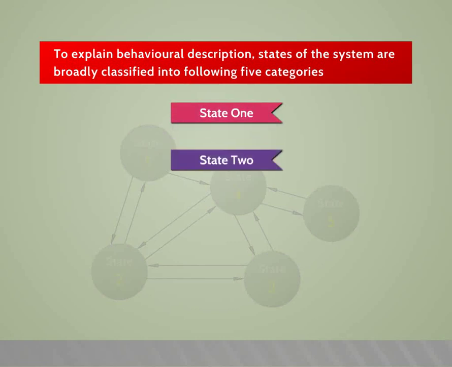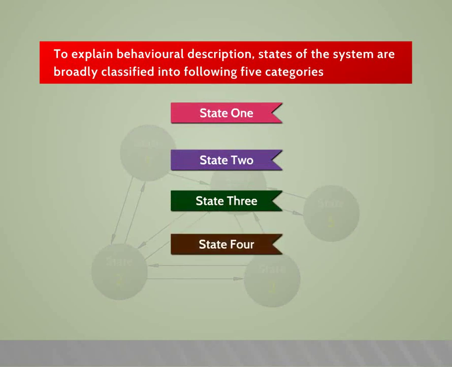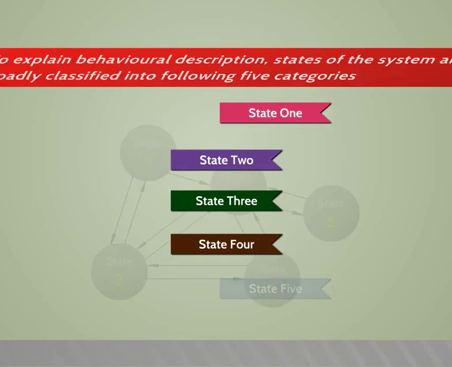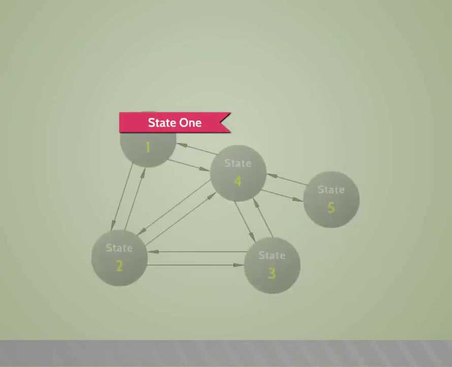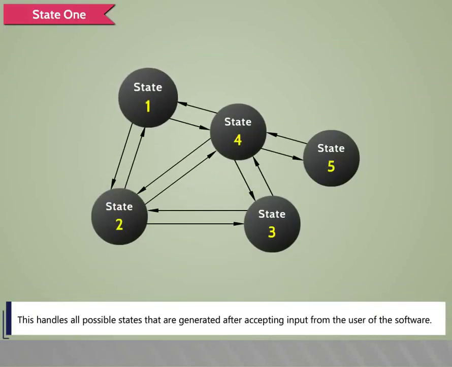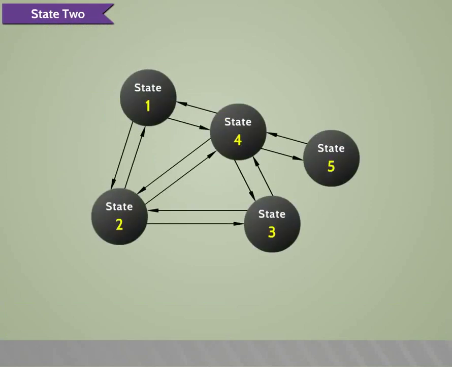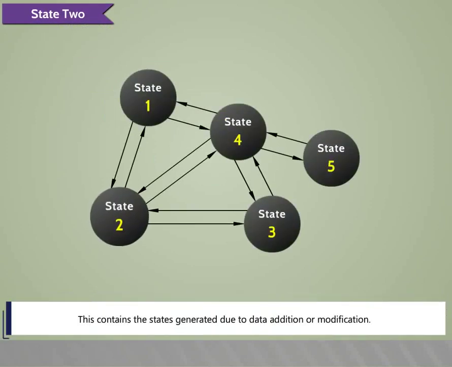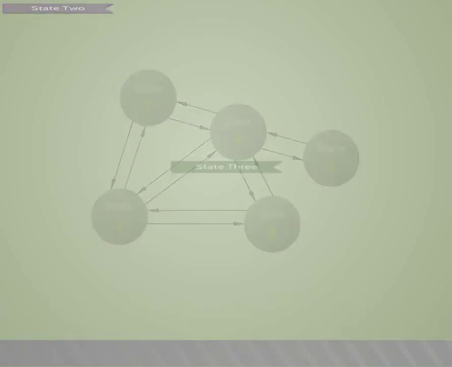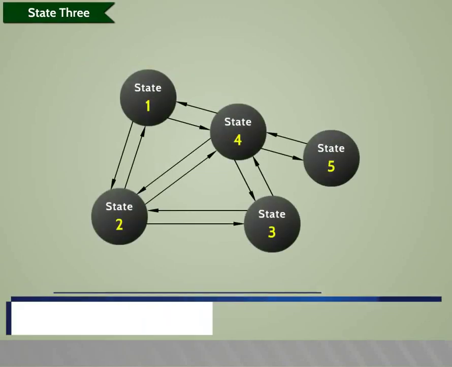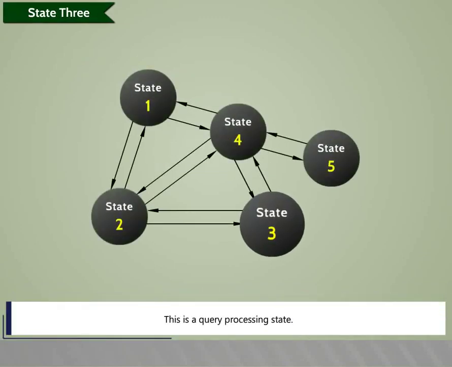State 1, State 2, State 3, State 4, State 5. State 1. This handles all possible states that are generated after accepting input from the user of the software. State 2. This contains the state generated due to data addition or modification. State 3. This is a query processing state.